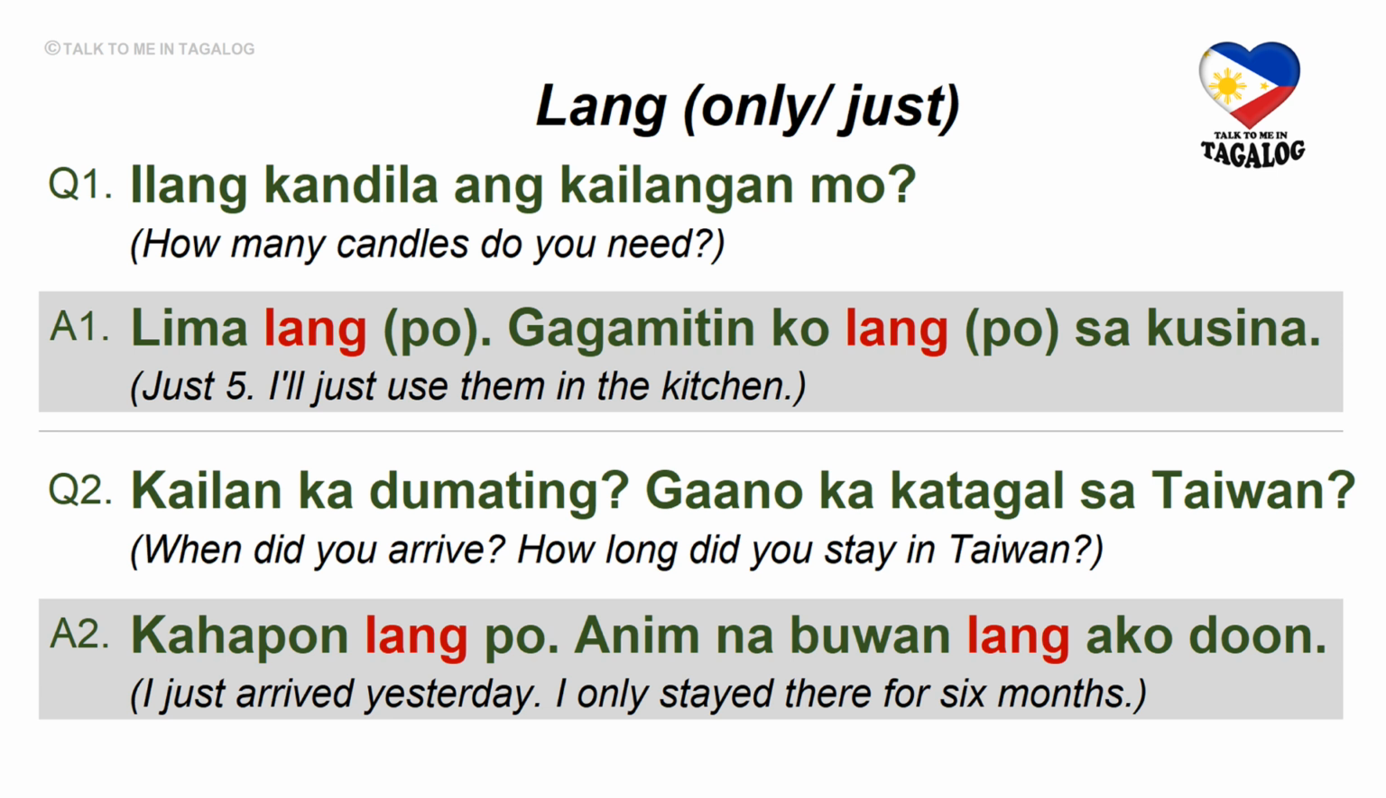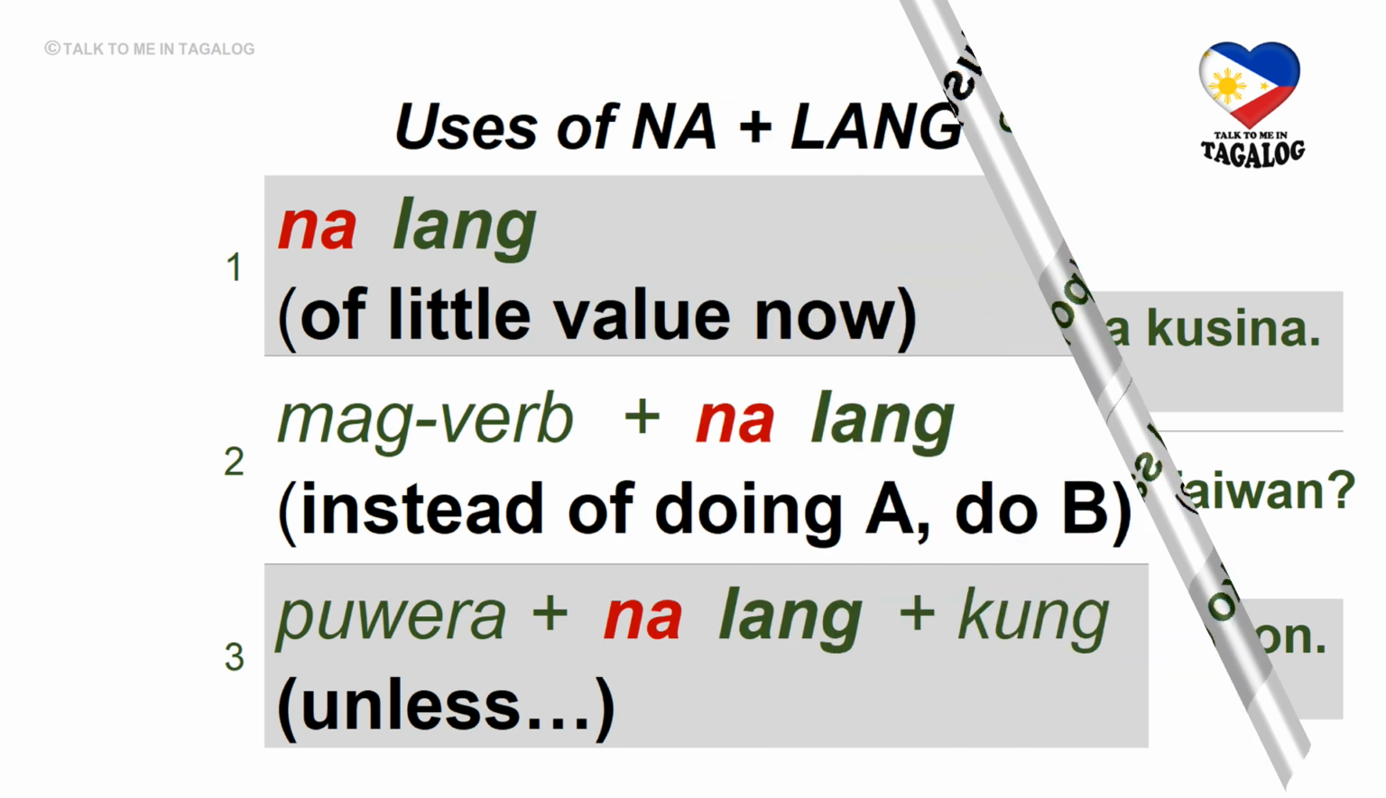Answer 2. Kahapon lang po. 6 na buwan lang ako doon. Kahapon is yesterday. 6 is 6. Buwan means month. Ako is I and doon is there. Kahapon lang po. 6 na buwan lang ako doon. I just arrived yesterday. I only stayed there for 6 months.